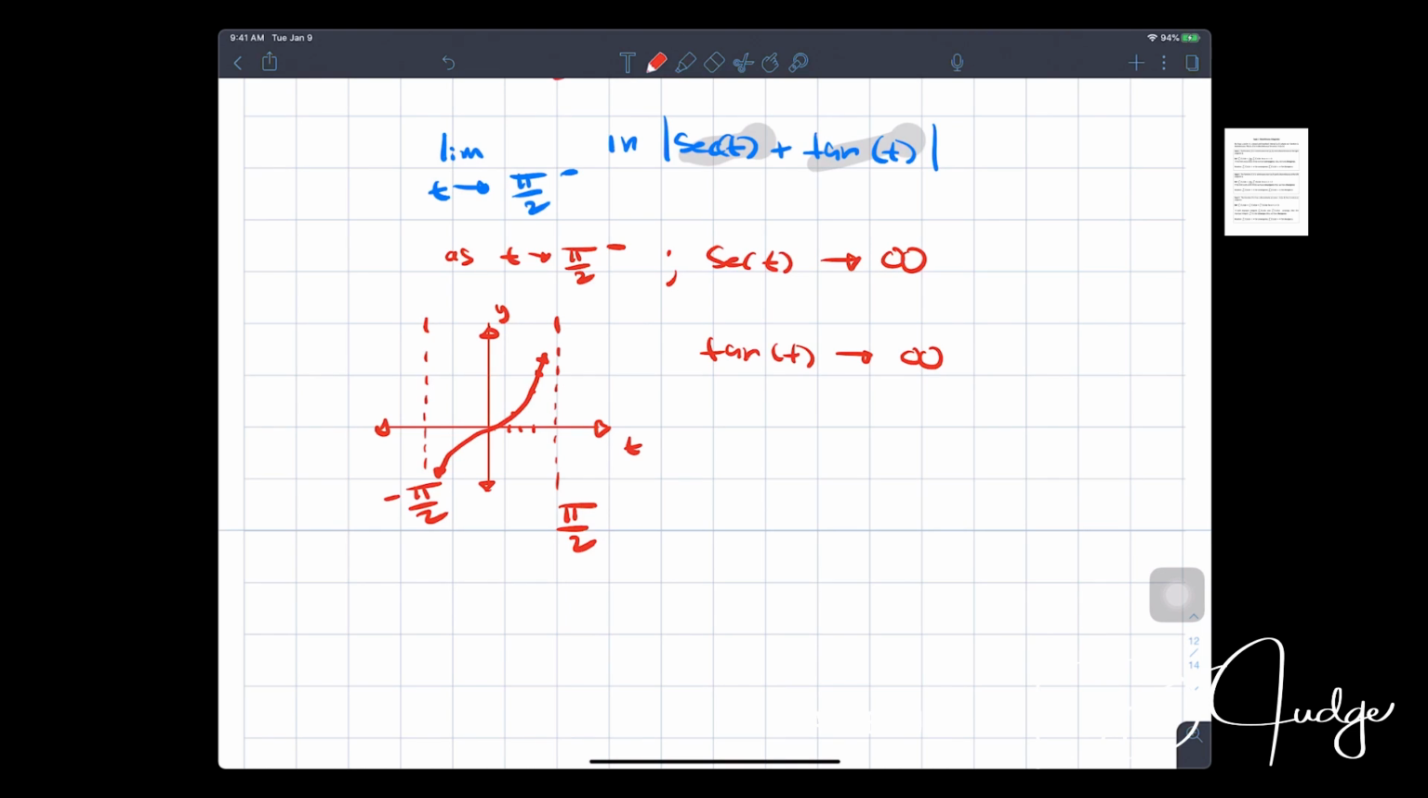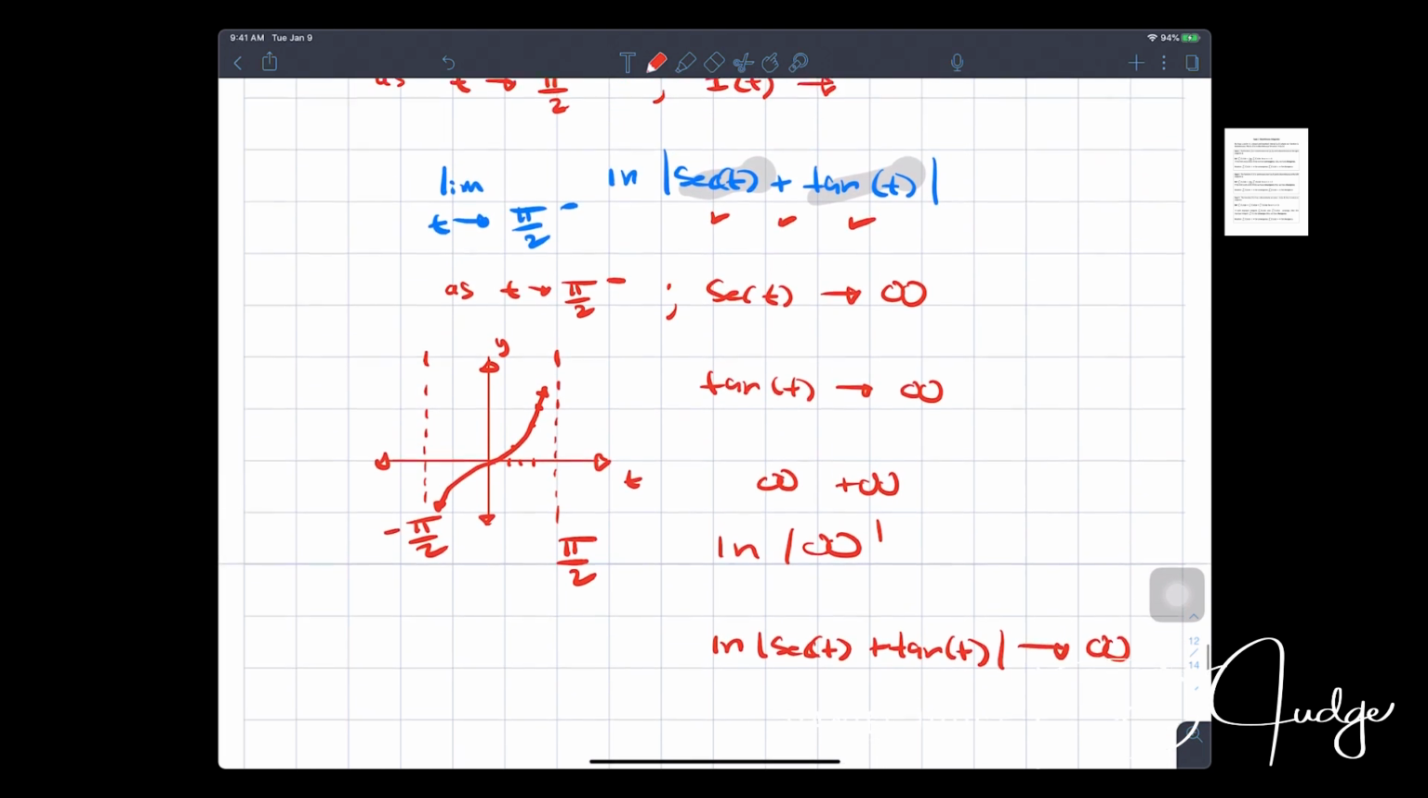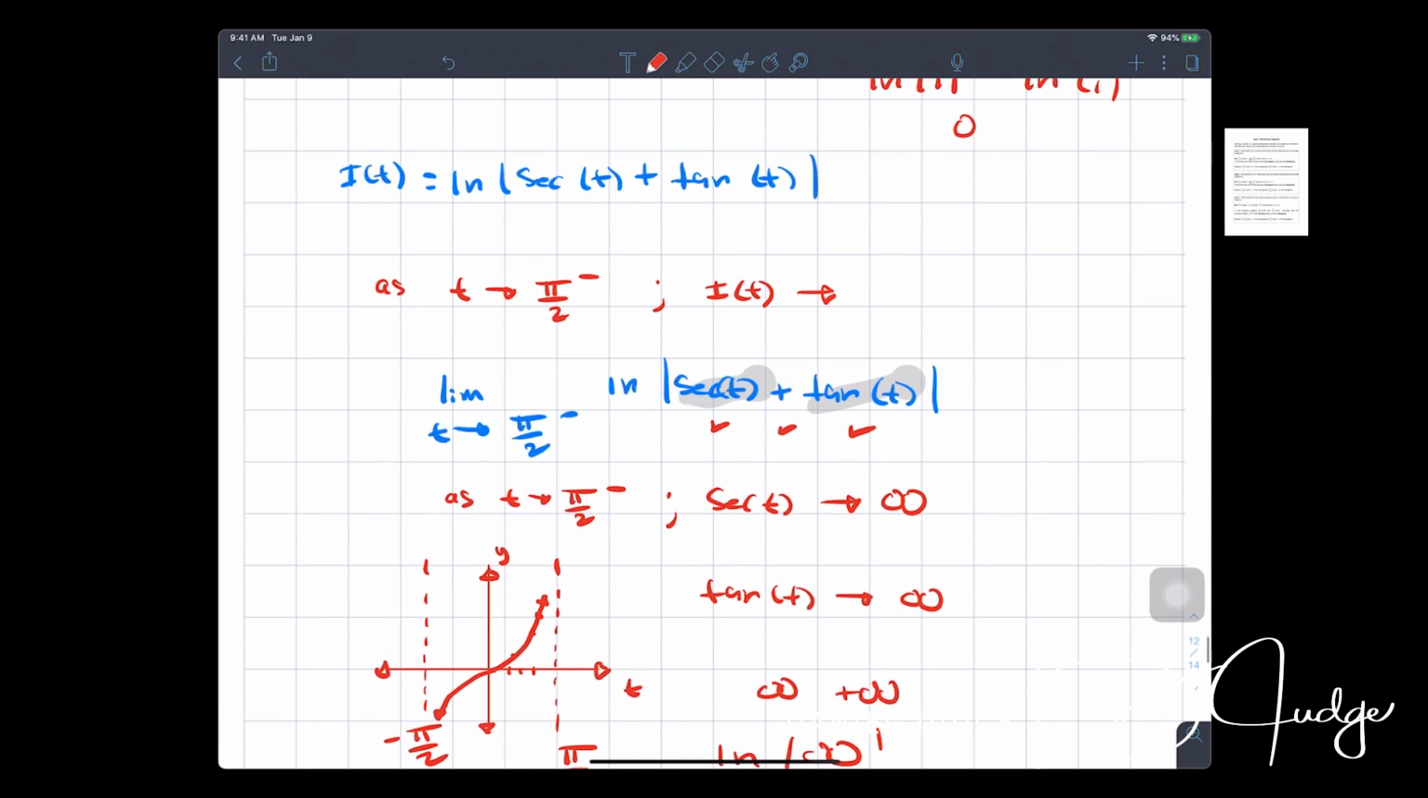So what you know here is you have a sum. If you have Oprah money and Bill Gates money, and I add infinity plus infinity, that is a whole lot of money. Now, the natural log curve, as it gets big, we say the natural log of secant plus tangent is going to get big. So here's what we know: this limit goes to infinity.